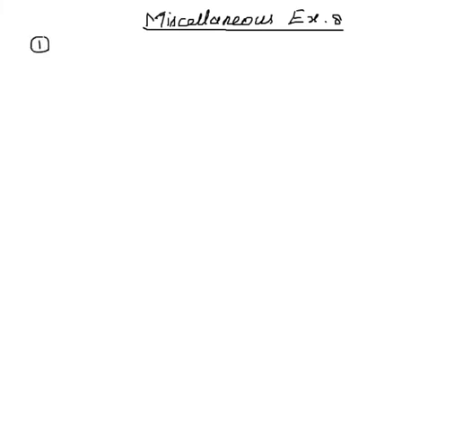Miscellaneous exercise on Chapter 8. First question. Find a, b and n in the expansion of (a + b)^n if the first three terms of the expansion are 729, 7290 and 30,375 respectively. This is an important question.